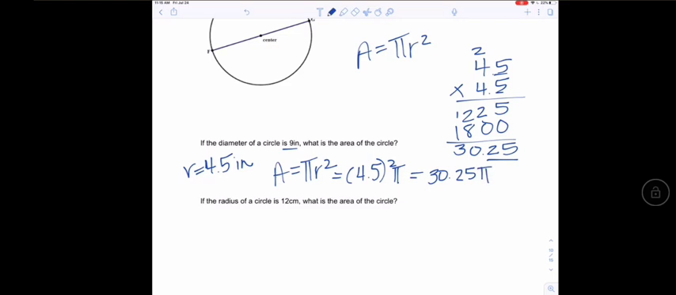Okay, I hope you got that. It should be pretty easy to follow. Remember, all you have to do... Oh, I'm sorry, I did this wrong. That's not 30.25. That should be 20.25. I thought that looked funny. Okay, there we go. I apologize for that.